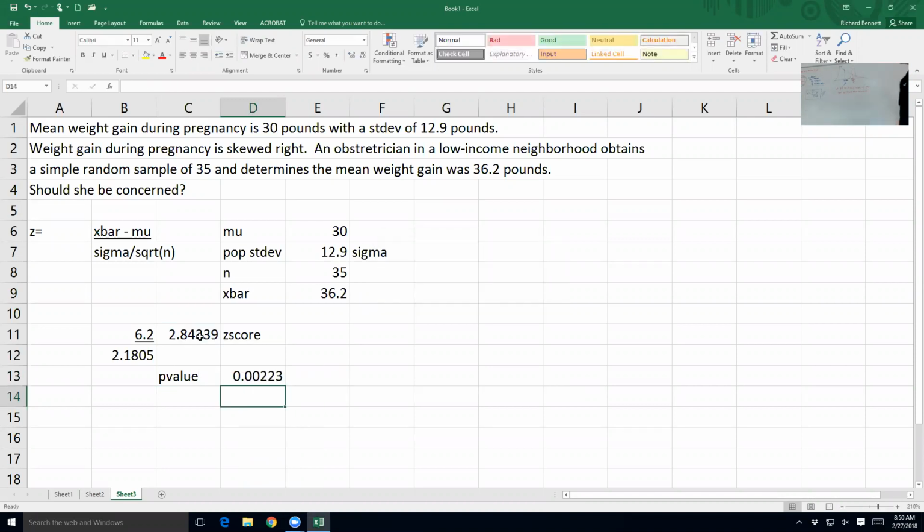And we're saying, wow. So I kind of exaggerated here. We're saying this is 0.00223. Okay. Does that seem unusual to you? Yeah. So what we're saying is that happens 0.2% of the time. Given that the mean weight is 30 pounds, the fact that her patients gain 36, that happens 0.2% of the time. That's highly unusual. Yes, this is strong evidence that for whatever reason, her patients are gaining 6 more pounds than they should. How do you get the p-value? 1 minus norm S dist.